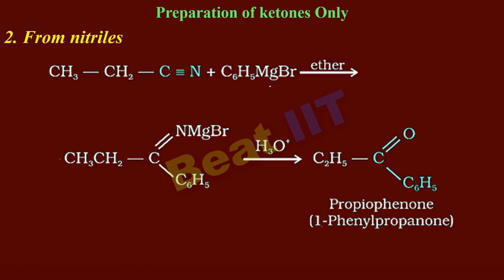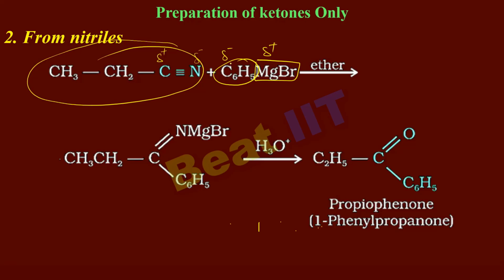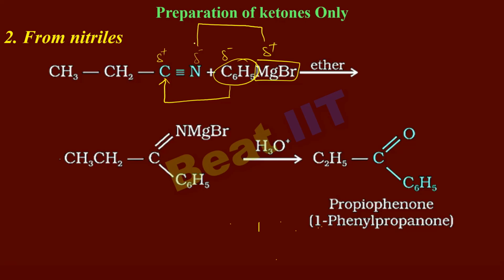Magnesium is highly electropositive, which makes this part slightly electropositive and this part slightly electronegative. Now, in CN, carbon is slightly electropositive and nitrogen is electronegative. When these two are reacted, nitrile and Grignard reagent, then the negative part of Grignard reagent gets attached to carbon, which is electropositive, and the electropositive part will get attached to nitrogen, which is electronegative.